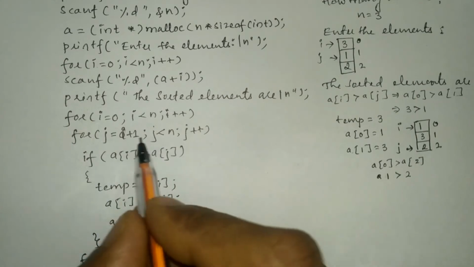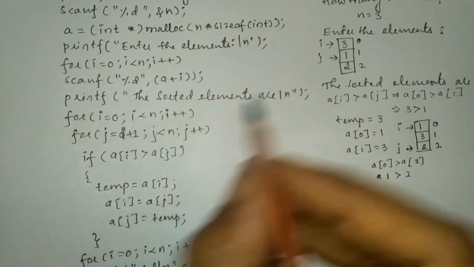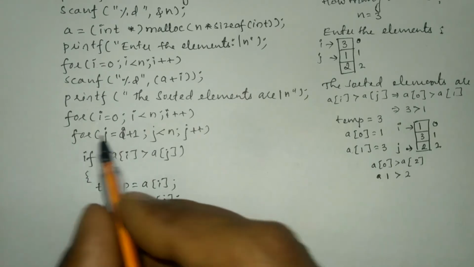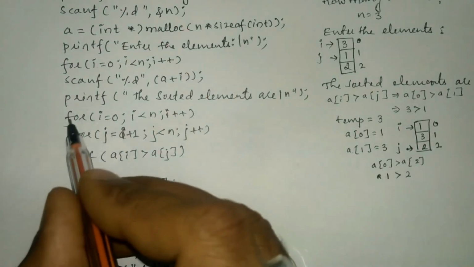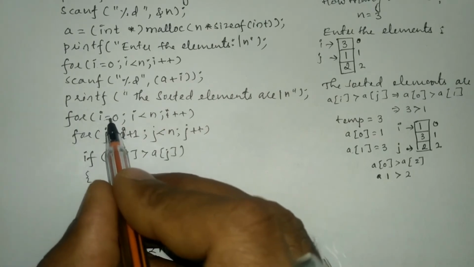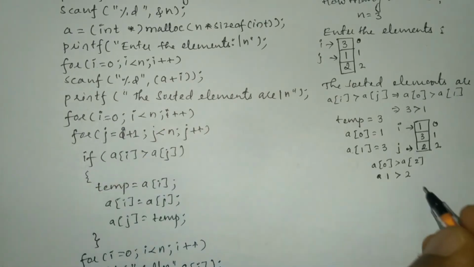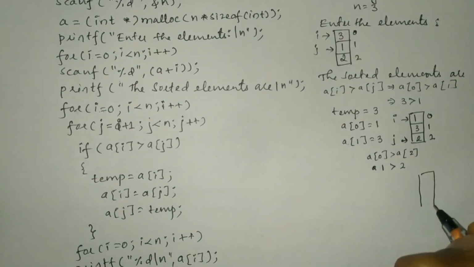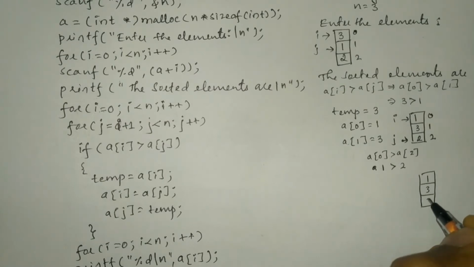3 is less than 3, because the n value is 3. The condition is false. Once this is false, the control goes back to the outer for loop by incrementing the value of i by 1. After the inner iteration, the value of the array was intact. It was 1, 3, 2, at index numbers 0, 1, 2.